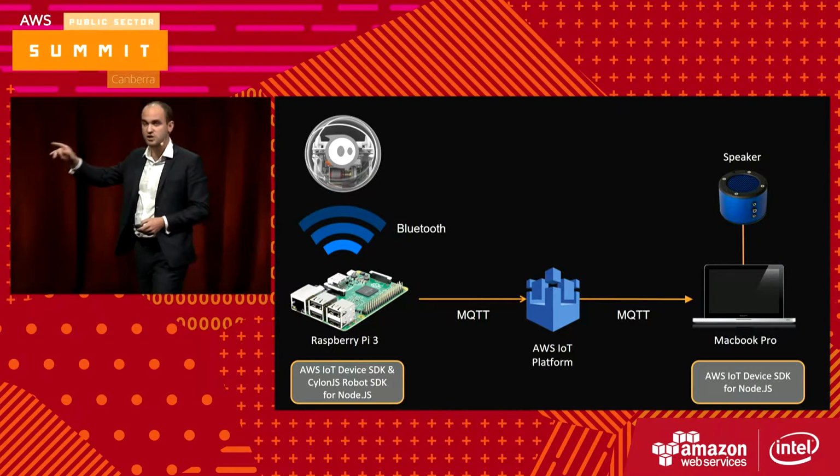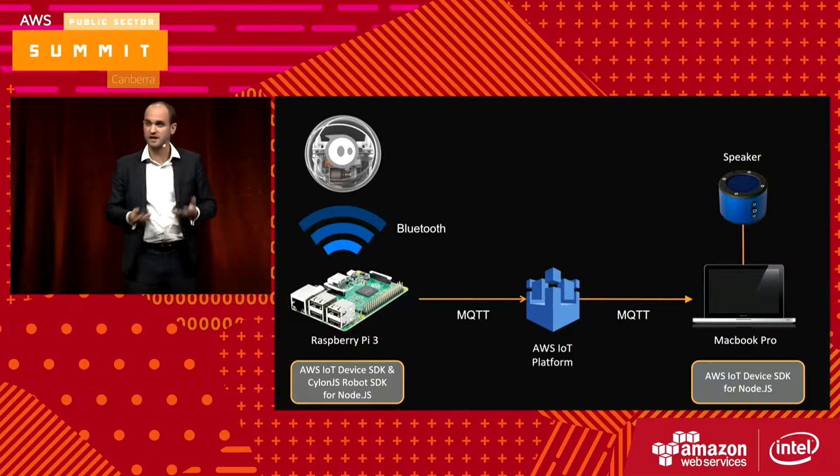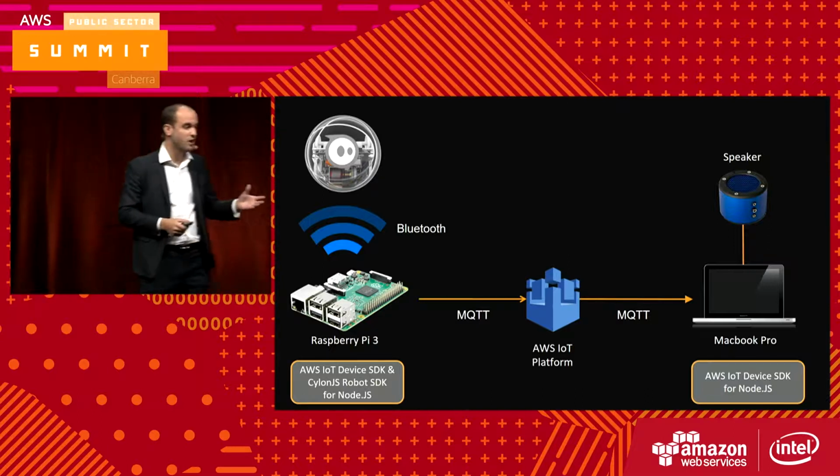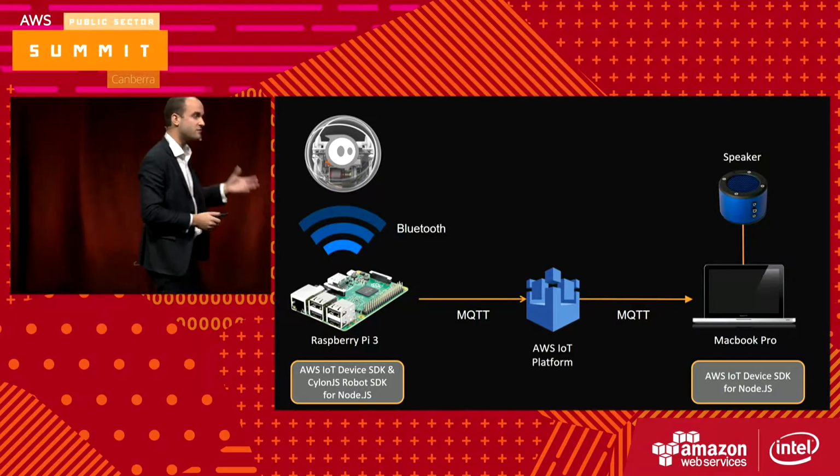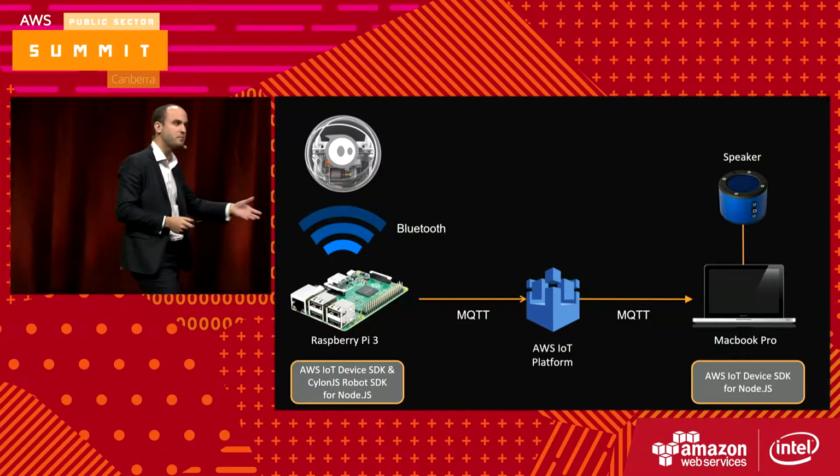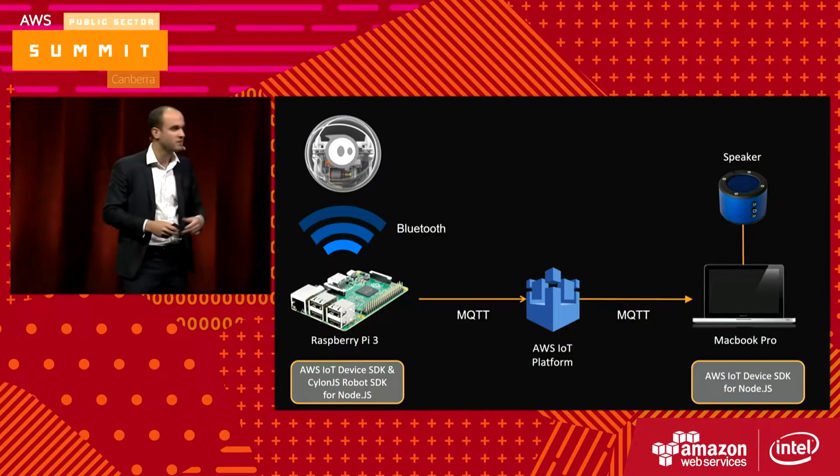My MacBook actually listens on the AWS IoT topic. So as this robot will roam around, it will send messages of what it's doing: I'm rolling around, I'm stopping, I'm changing my language, etc.